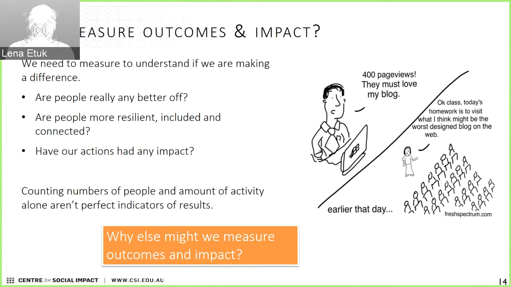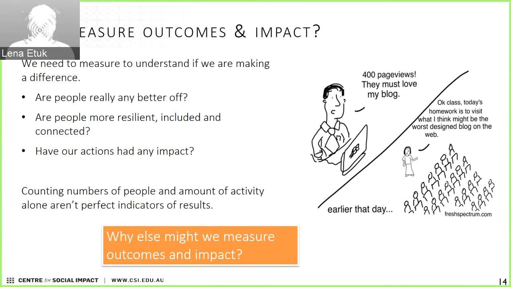So this is a conflation between outputs and outcomes, right? We see 400 page views. We make an assumption. But we also need to better understand if the blog is actually making a difference, and that's why we want to measure outcomes and measure impact. So we want to do that because we want to understand if people really are any better off. This is why we're doing the work that we're doing. We wouldn't be engaging with communities the way that we do. We wouldn't be working with people the way that we are if we didn't think we were actually going to make a difference in their lives.